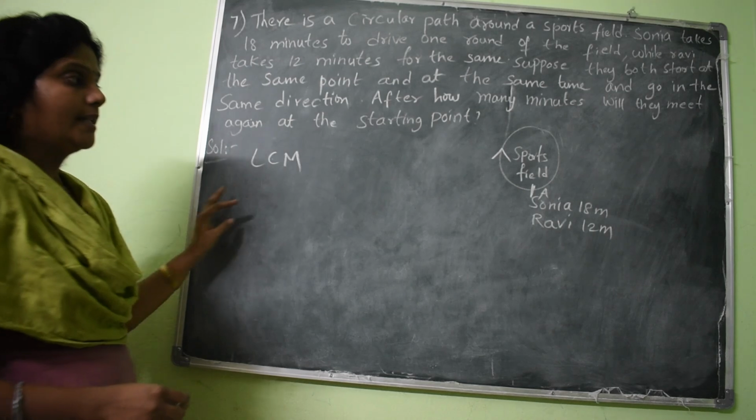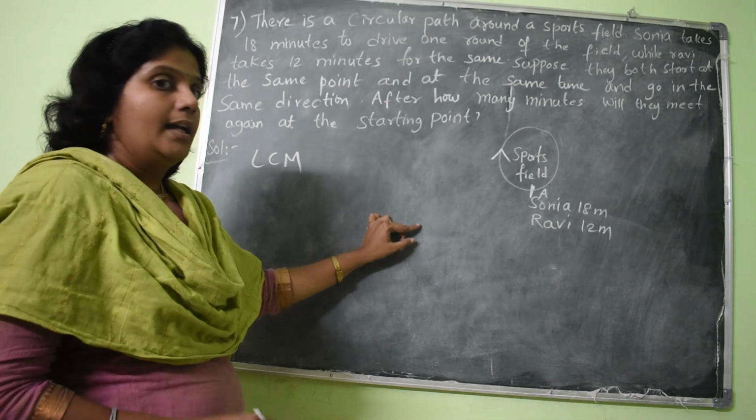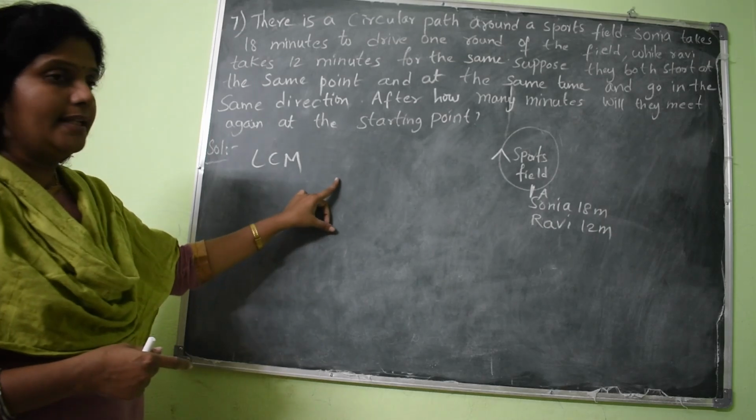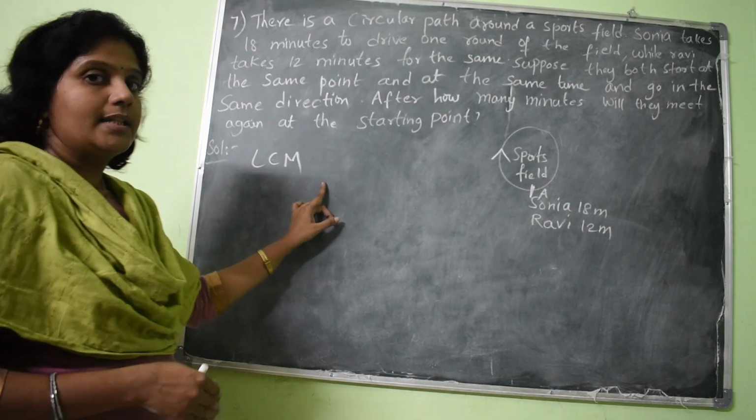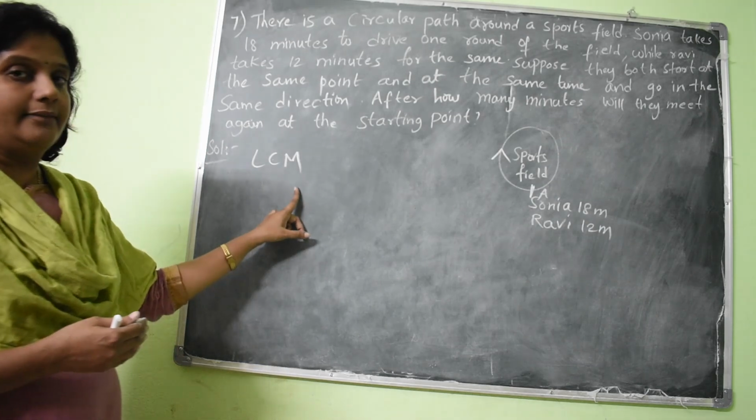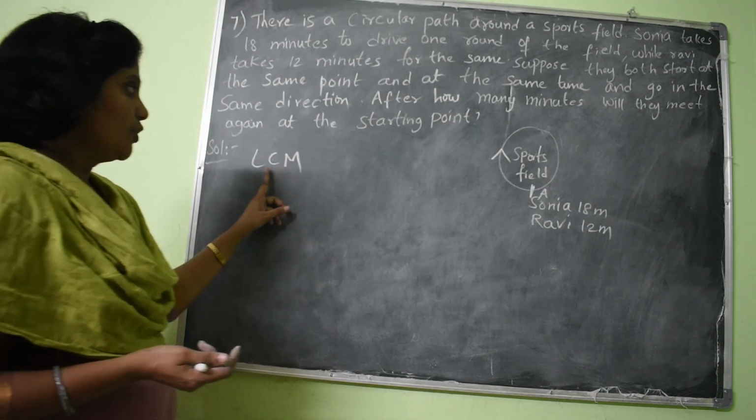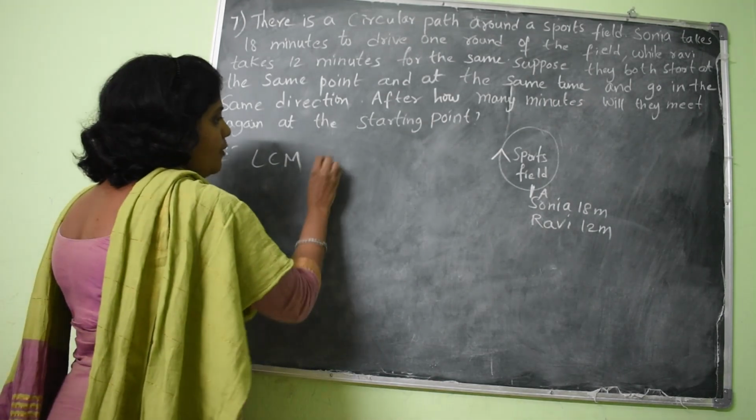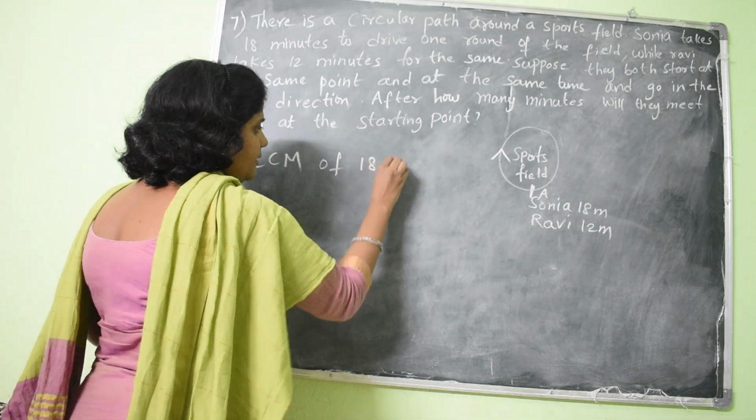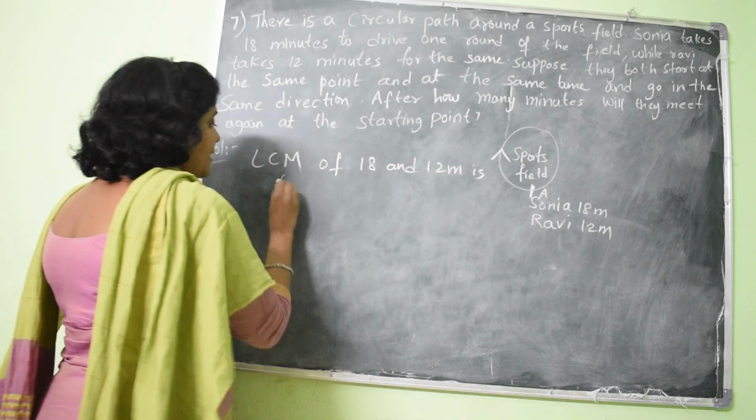But how will we know whether it is LCM or HCF? Because the time is increasing here. Increasing means multiples are increasing, so we should take LCM. If the value is decreasing, we should take the HCF, that is the factor. For the highest value we should take LCM. So, LCM of 18 and 12 minutes is their meeting point.